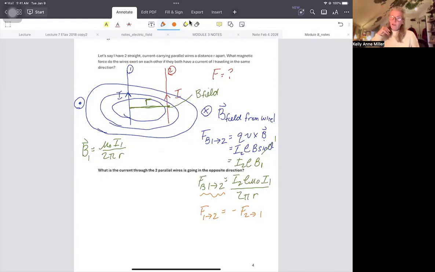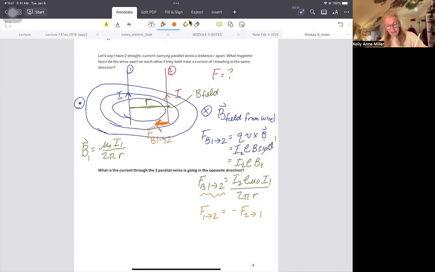To find the direction, I'm going to use the second right hand rule. I'm going to put my fingers in the direction of the current, fold them into the page, and then my thumb is going to point in the direction of the force. So this is the direction of the force of wire 1 on wire 2.